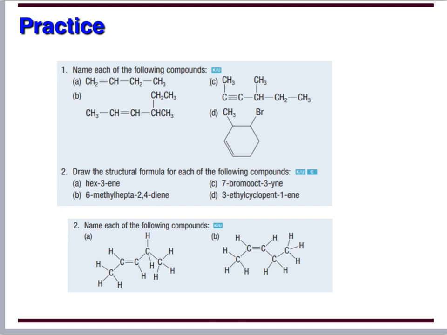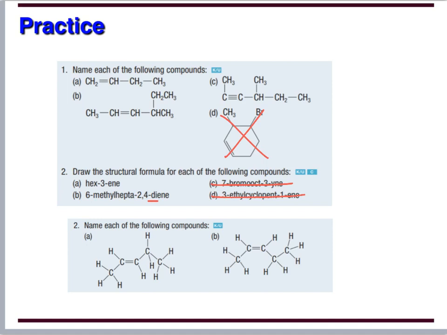Don't worry about doing D, because we didn't learn rings. So don't worry about D, don't worry about C, because it's got some things that we did not learn. And then one thing I didn't go over, and I probably should have, is di means that there are 2 double bonds, one at 2 and one at 4 in that particular example.